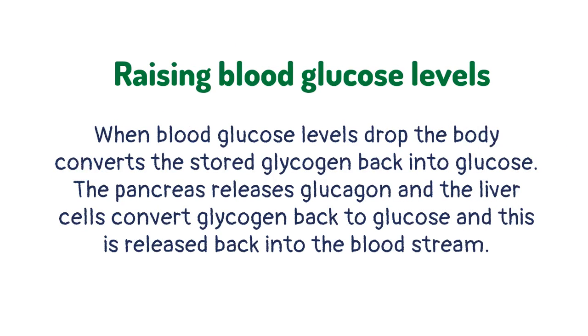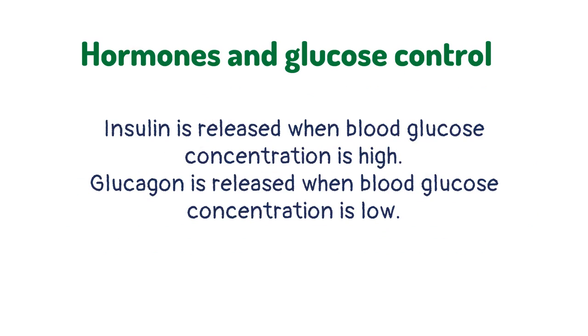When blood glucose levels drop, the body converts the stored glycogen back into glucose. The pancreas releases glucagon and the liver cells convert glycogen back to glucose, and this is released back into the bloodstream. Insulin is released when blood glucose concentration is high. Glucagon is released when blood glucose concentration is low.